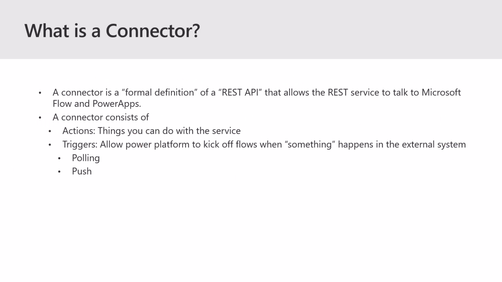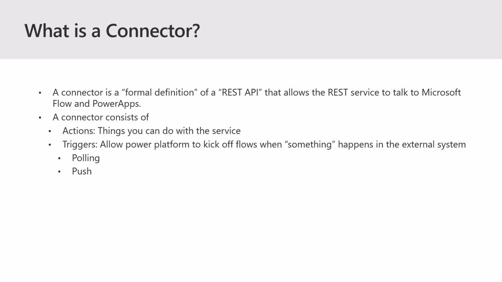A connector is a formal definition of a REST API that allows the REST service to talk to Microsoft Flow and Power Apps. A connector contains a set of actions and triggers. While it's mandatory for a connector to have at least one action, triggers are not mandatory. What is an action? Each connector offers a set of operations classified as actions. Once you connect the underlying service, these operations can be easily leveraged within your apps and workflows.